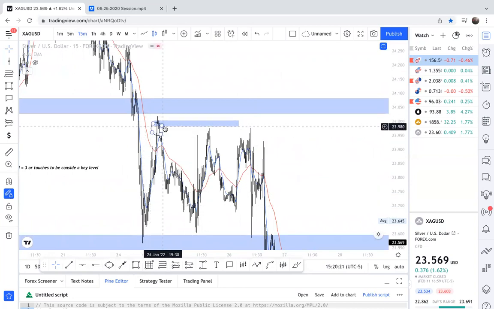This is where we look and take our entry. But that's going to be it for trading, the markup session. And this is how you view the market in the scalper's way.